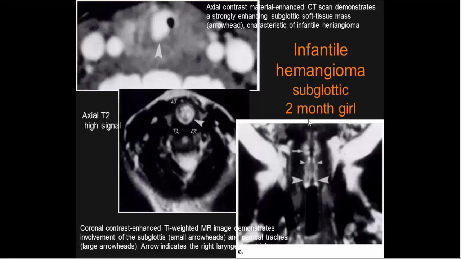This is infantile hemangioma, subglottic, in a 2-month-old girl. As we see in axial contrast enhanced CT, a strongly enhancing subglottic soft tissue mass, characteristic of infantile hemangioma. Axial T2 shows high signal, and coronal T1 enhanced shows involvement of the subglottis and central trachea. This is the right laryngeal space.